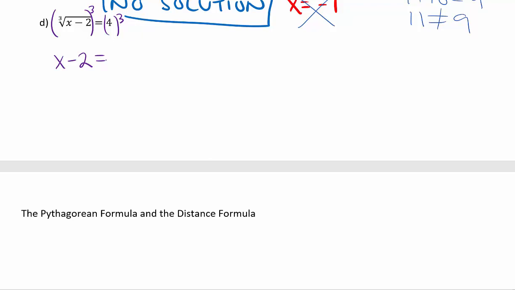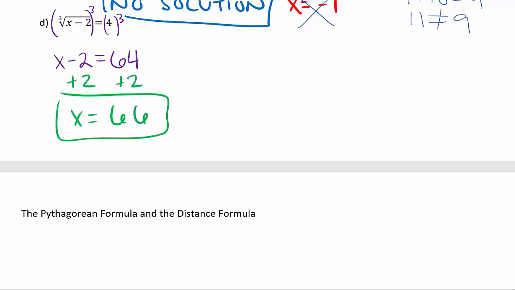4 cubed would be 4 times 4 times 4. That is 64. Add the 2, x is 66. With cube roots, you actually don't have to check your answer. It's not wrong if you do, but you don't have that same issue of getting these false extraneous solutions.